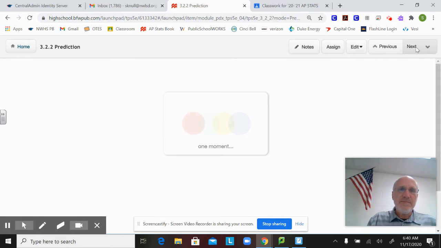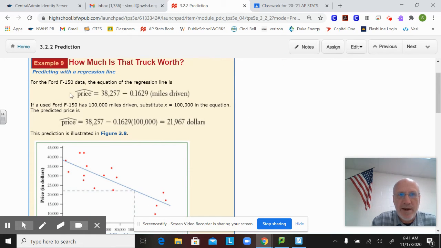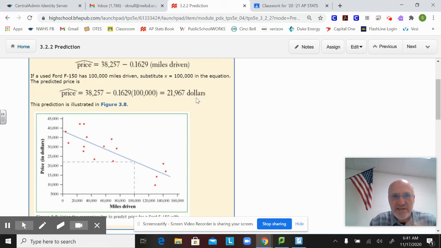All right, next. Now let's talk about predicting, and you may have done this in a prior math class. You have some data, and you find the equation of the best fit line, the regression line, and we'll get to how to do that. And then you use that line to predict a value for a specific x value. So here is this same data. There's the equation, price equals 38,257 minus 0.1629 times miles driven, and there's the data with the line drawn in.